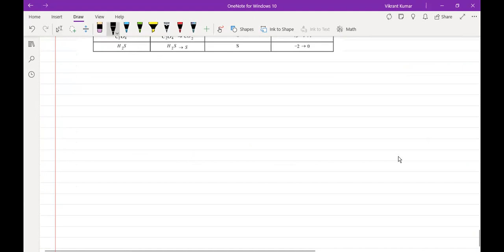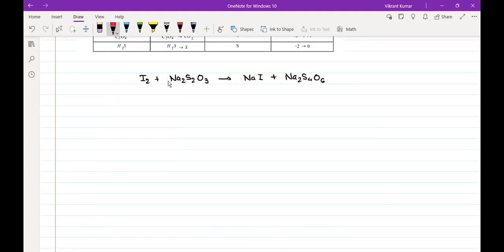If I am having a reaction I2 plus Na2S2O3, giving NaI plus Na2S4O6, can you balance it? Without following any method, just look at the left, look at the right. What should be the coefficient of each reactant and product? Tell me. So 1, 2, 2, 1.